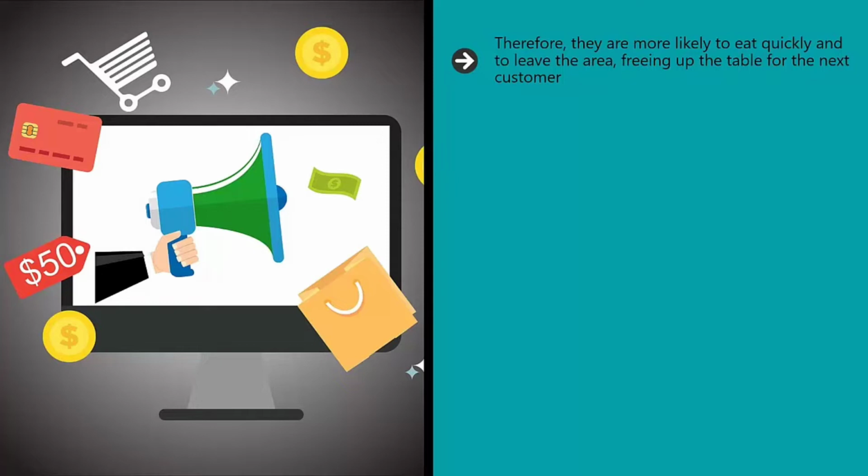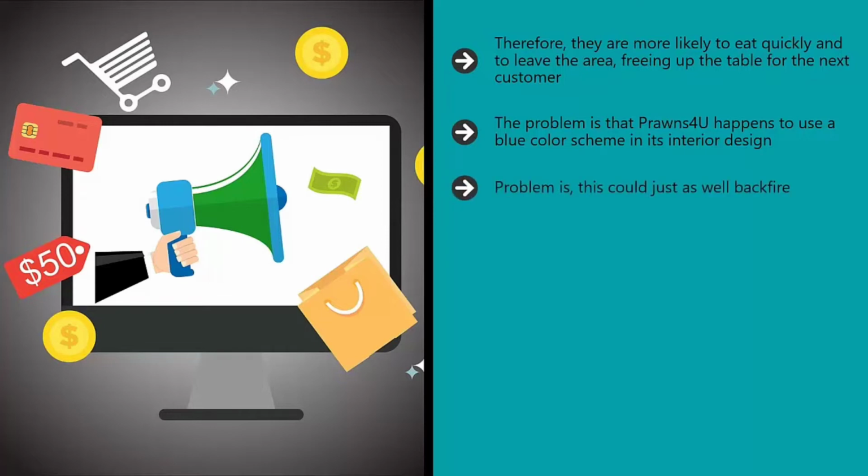This is just a random example, but it also happens to be true. The problem is that Prawns For You happens to use a blue color scheme in its interior design. What if you could increase your daily profits in all stores by coloring the store red? Problem is, this could just as well backfire. What if you hurt your brand recognition and thereby reduce your sales drastically? What if the lack of nautical color theme means that people feel less fishy? Whatever the case, you now have three choices.